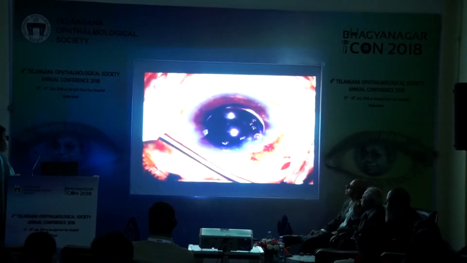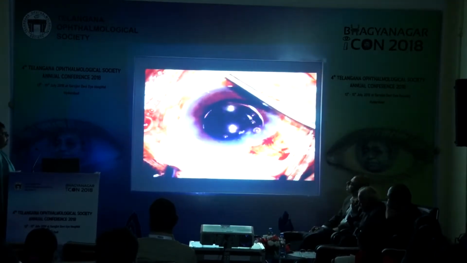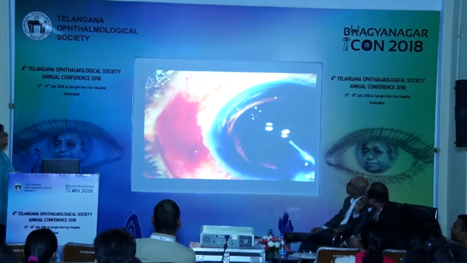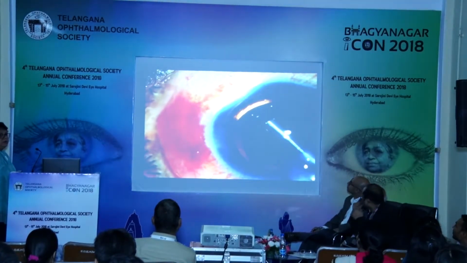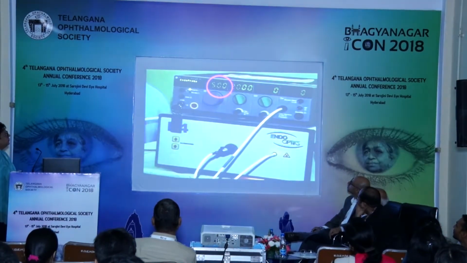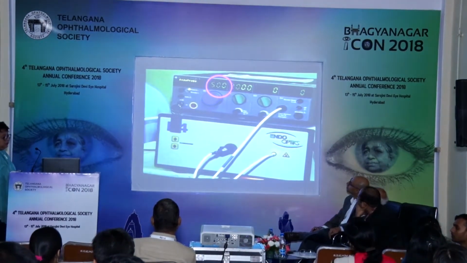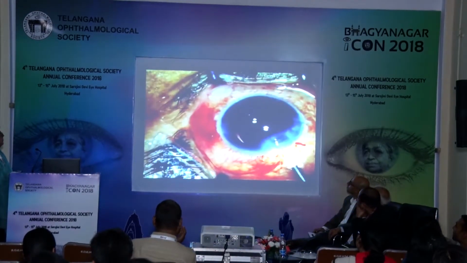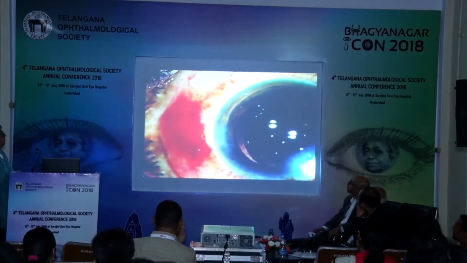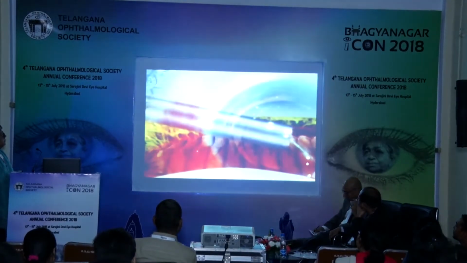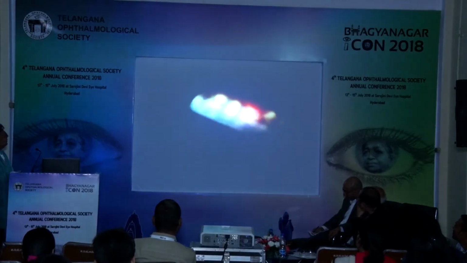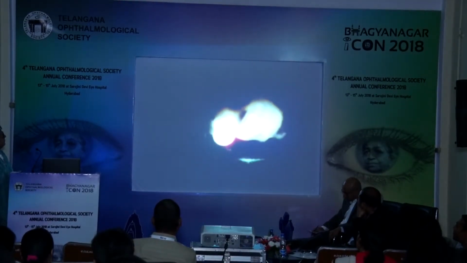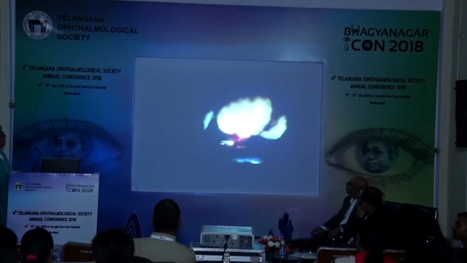The 20-gauge curved ECP probe, which consists of a fiber optic camera and a diode laser, is placed through the main incision. We set the laser to continuous delivery mode with 250 to 500 milliwatts of power. We visualize the ciliary processes by passing the curved probe behind the iris and into the sulcus. A red aiming beam is aligned with the posterior aspect of the ciliary processes.